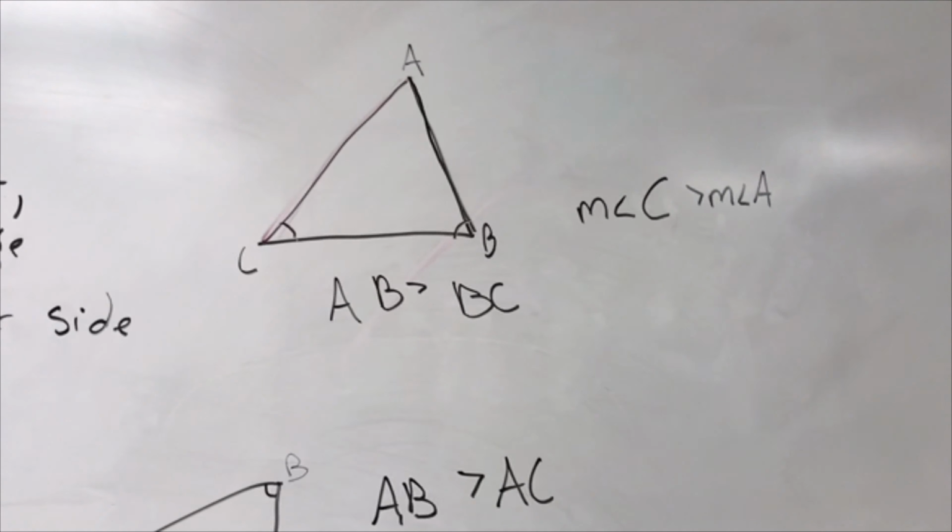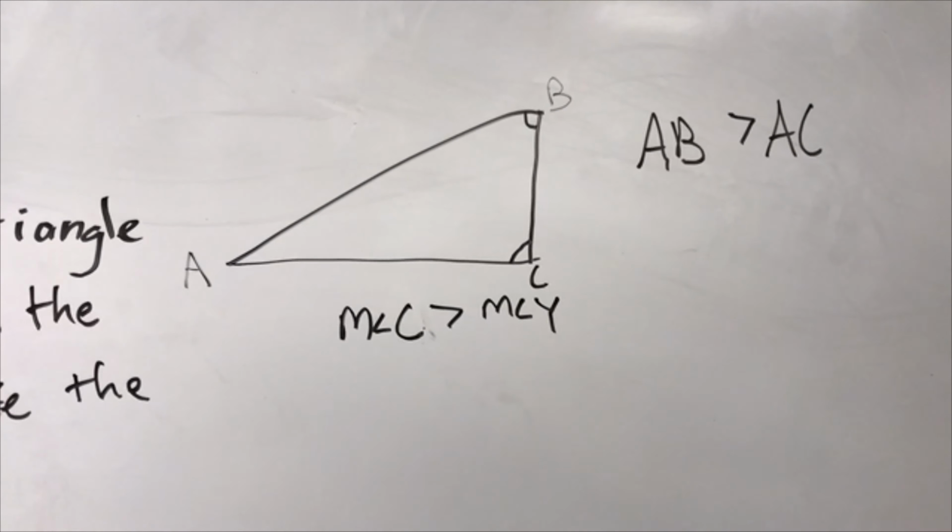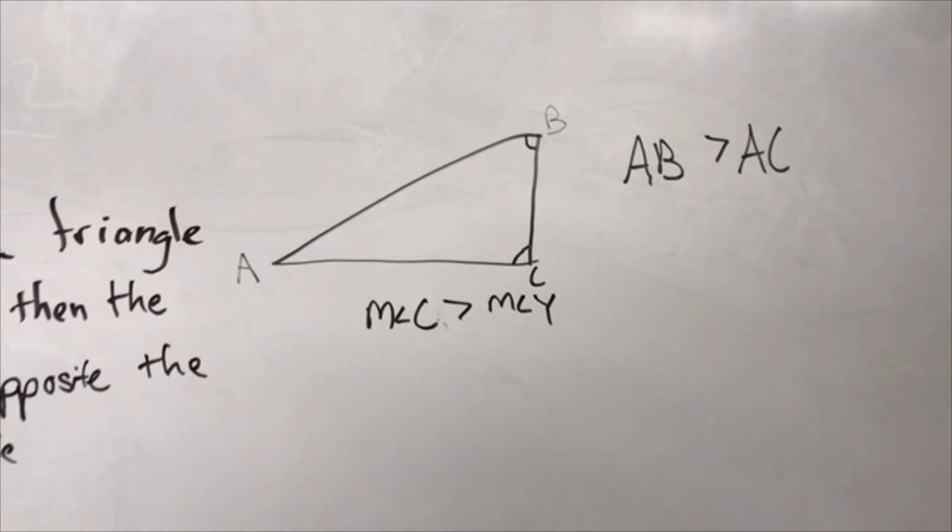The second theorem tells us if two angles of a triangle are not congruent, then the longer side is opposite the larger angle, which in this graph, it shows us that angle C is greater than angle B. And that finally tells us our answer, which is segment AB is greater than segment AC.